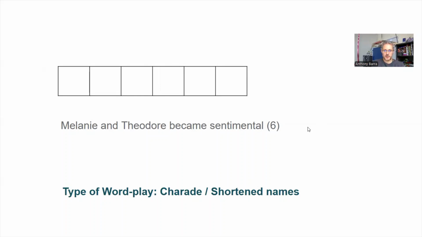Melanie and Theodore became sentimental. 6 letters. Nicknames for Melanie and Theodore in this case are just patched side by side to create our answer, and became sentimental. Another way to say that is melted, and perhaps each of them melted in this case. So that's just a little clever little word play with some nicknames.